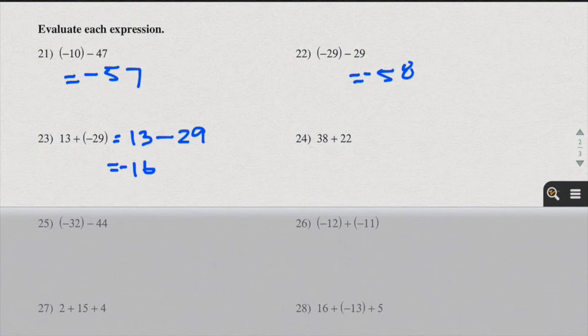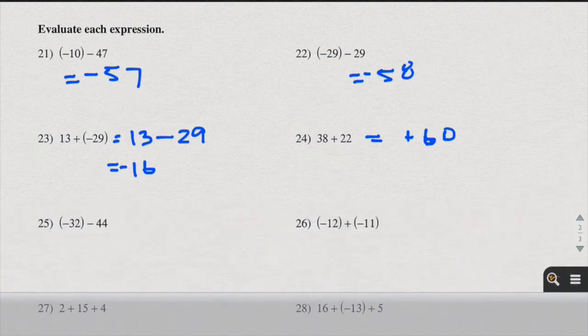Number 24, 38 plus 22. Just add those up because they're the same sign, so we end up getting 60. And because they're both positive, you just put a positive 60. Okay, number 25. -32 minus 44. Again, they're the same sign, so we're going to go ahead and add them. So we end up getting 76. A negative and a negative on both of them, so our sign on this is negative.